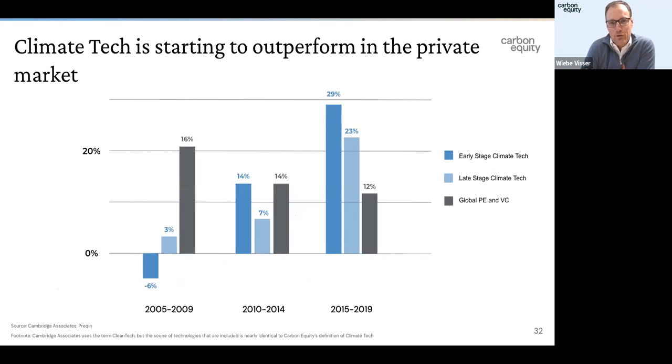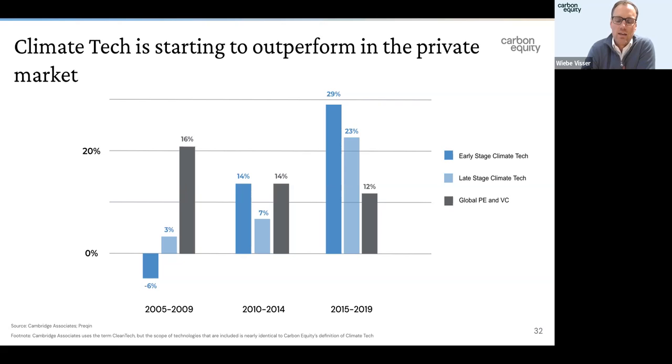Luckily, it also returns. So we want to have impact clearly, but it also helps if you can make a good return. It's early innings. But if you look at the returns of the investments that have been made between 2015 and 2019, climate tech is outperforming the global venture capital and private equity markets. So it's still early days, but the returns are there.